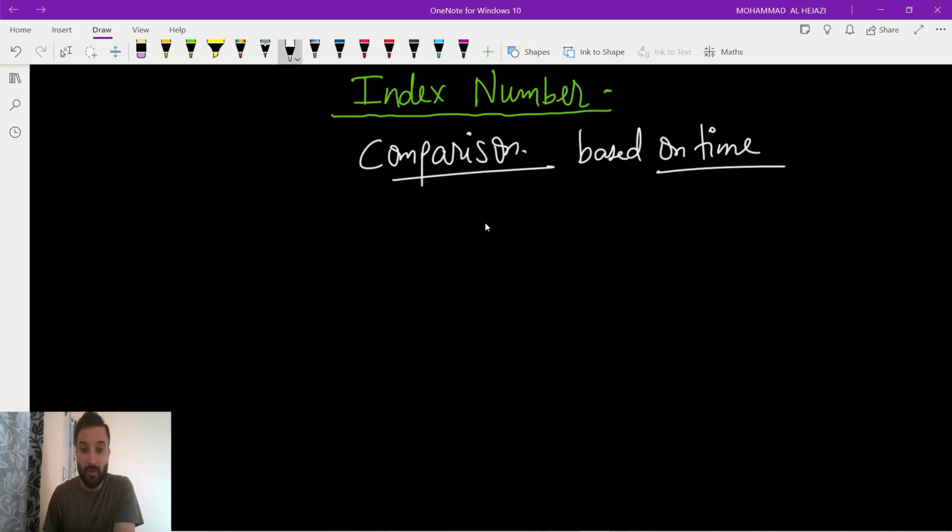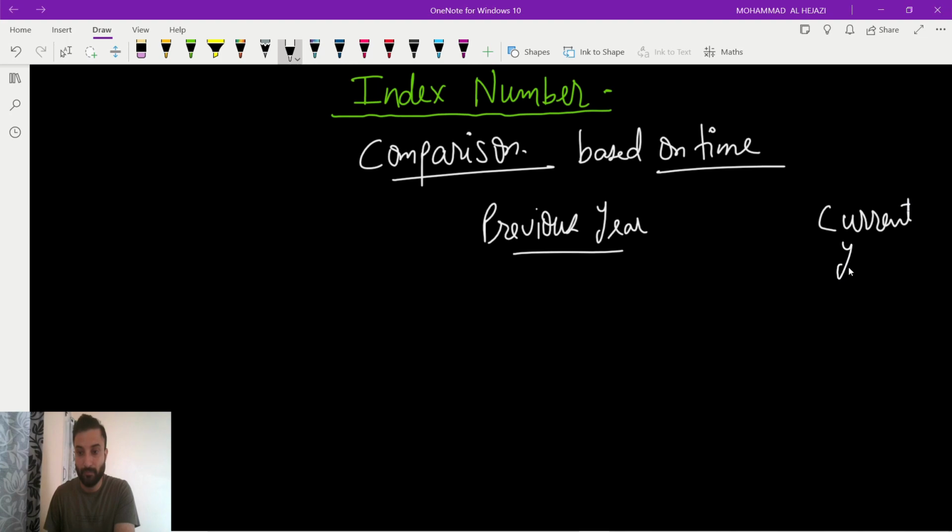Based on time means the previous year and the current year. So what is index number? Index number is a comparison. But upon which basis? Based on time. So what time? Previous year and the current year. You have to do the comparison based on the previous year and current year.